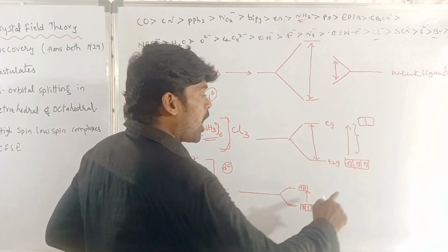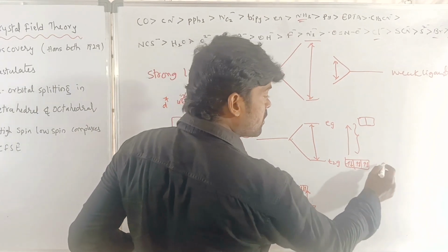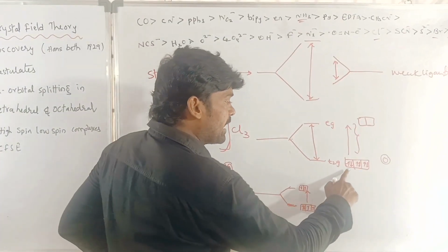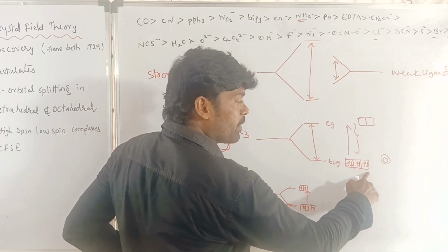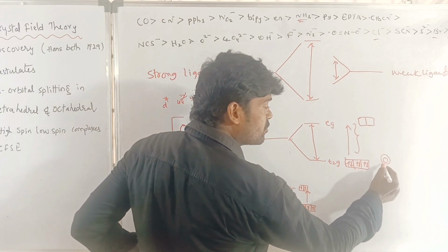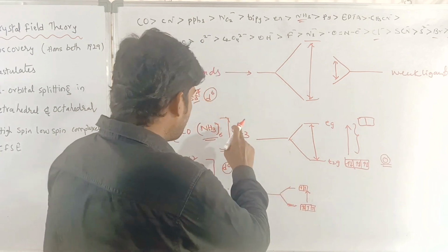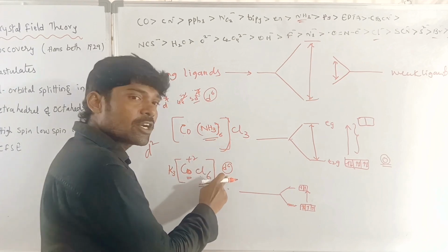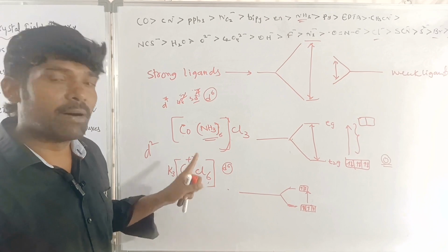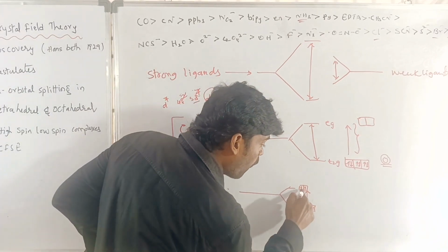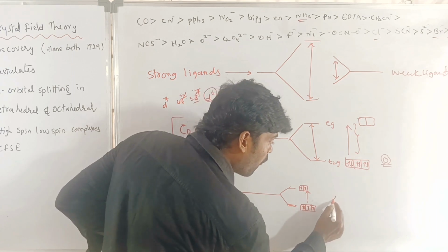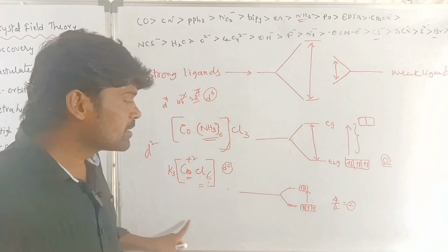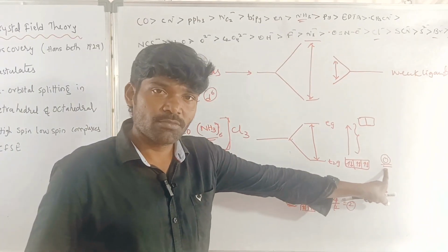Now let me check. How many unpaired electrons are here? 0. So if we want to calculate the spin here, the spin is 0 in this complex. This is d6 electronic configuration and octahedral structure. This is also d6 electronic configuration and octahedral structure. But if you check here, 4 unpaired electrons are there. 4 by 2, 2 will be the spin. So here the spin value is 2. Here the spin value is 0.